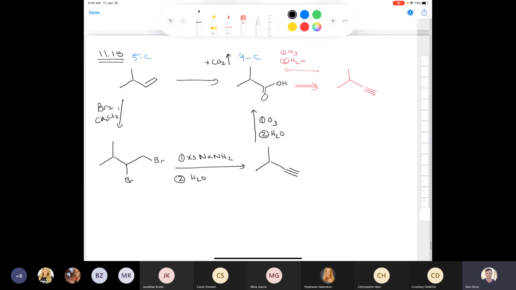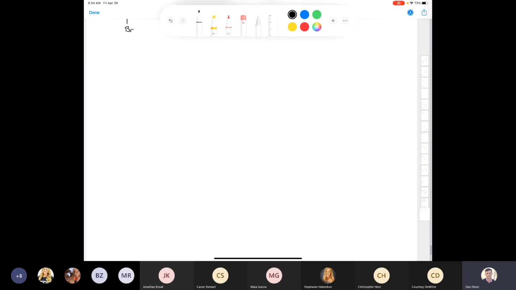Okay, let's try another one where we have a change in the carbon skeleton. What if we have a primary alkyl bromide like this, and we want to make this carboxylic acid? This is a good one too. I want to make this carboxylic acid. Look, at this point, you should be thinking, really, I've only got one option to make a carboxylic acid, right? You've only got one option.